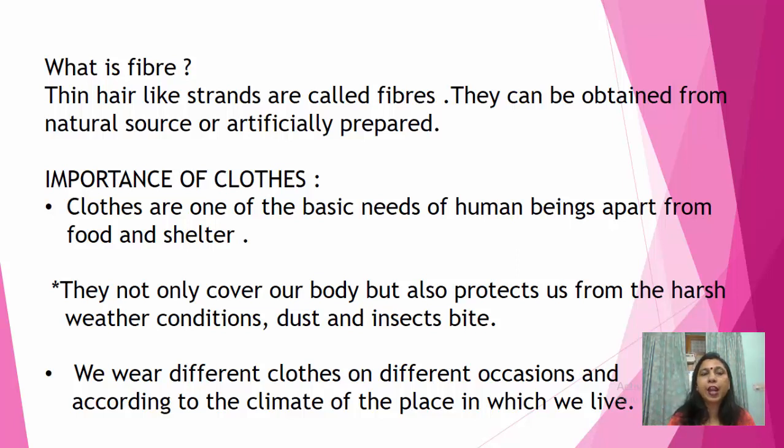Natural source you have studied in class 6th about the fibers that you got from plants, and in class 7th you are going to study about the natural fibers obtained from animals, that is animal fibers. The plant fibers that you have studied were jute and cotton, and in this class you are going to learn about wool and silk. Fibers which are artificially prepared are also known as man-made fibers or synthetic fibers that you are going to study in your class 8.